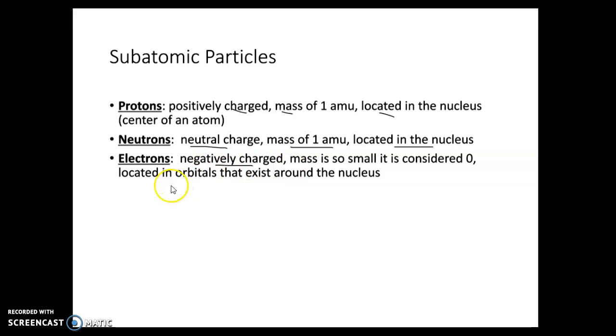Electrons are negatively charged. Their mass is so small, it's considered negligible. And they're located in these orbitals, or these circles, different orbits that exist outside of the nucleus, where theoretically this is where these electrons are going to live. But in a normal atomic state, an atom is neutral, meaning that it has an equal number of protons to electrons. And when an atom either loses or gains electrons, it will cause it to have an imbalance of charges, and we're going to call that an ion.